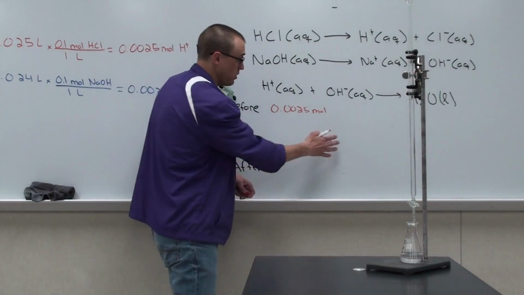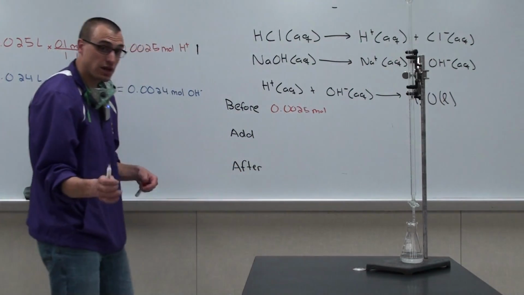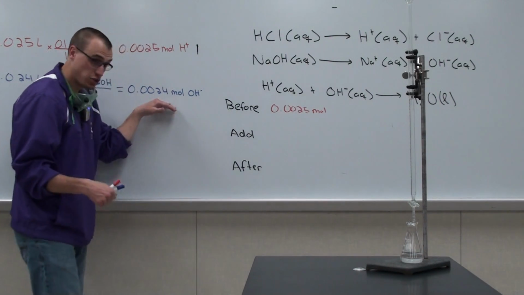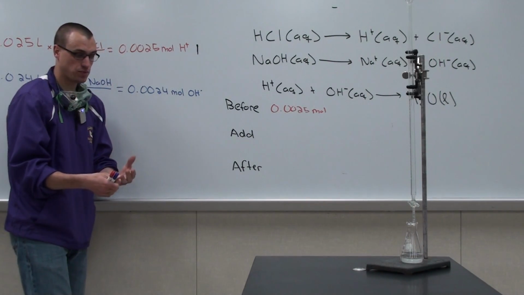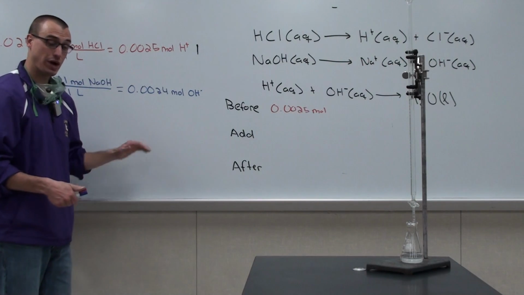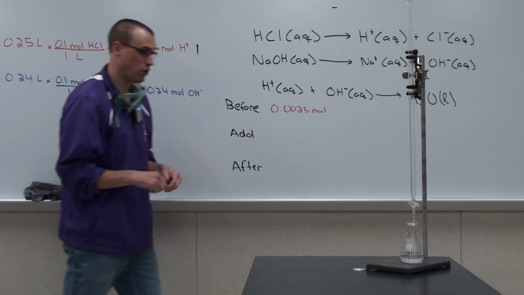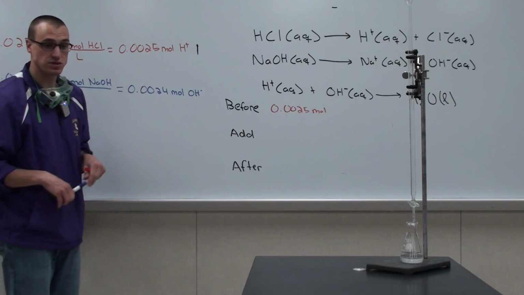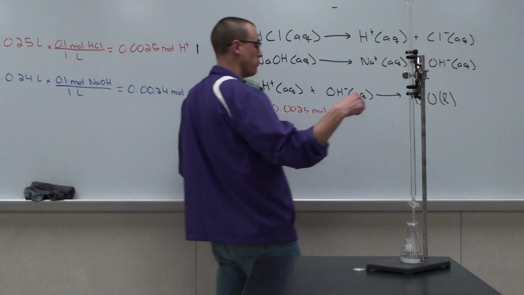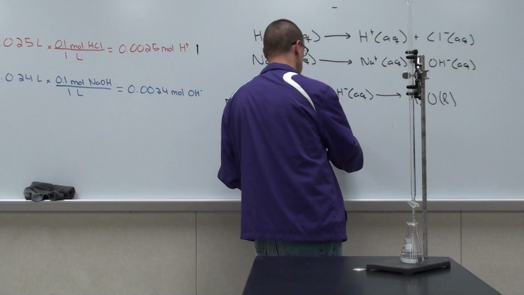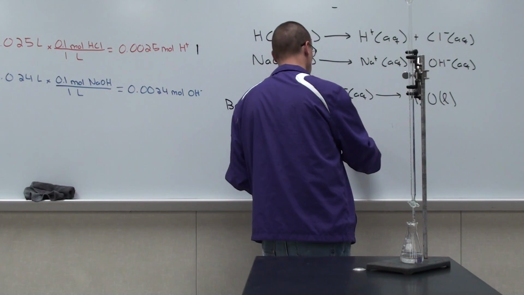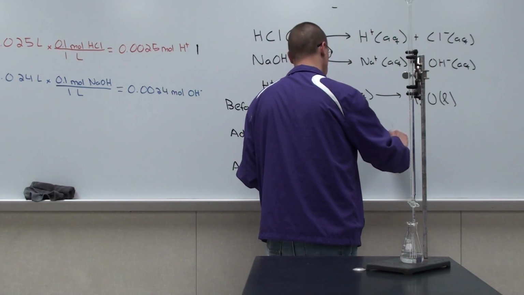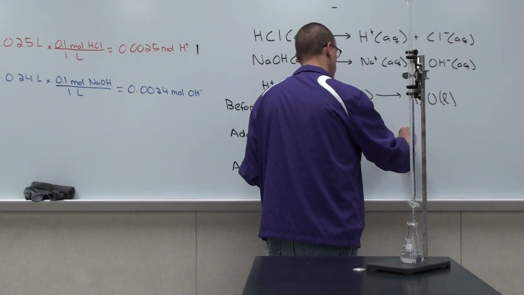The total amount of NaOH that we've added, and I'm emphasizing total, is because we've added 24 milliliters total. So the total amount of NaOH that we've added up to this point means that we have 0.0024 moles of OH minus. So I'm going to put add 0.0024 moles of OH minus there.